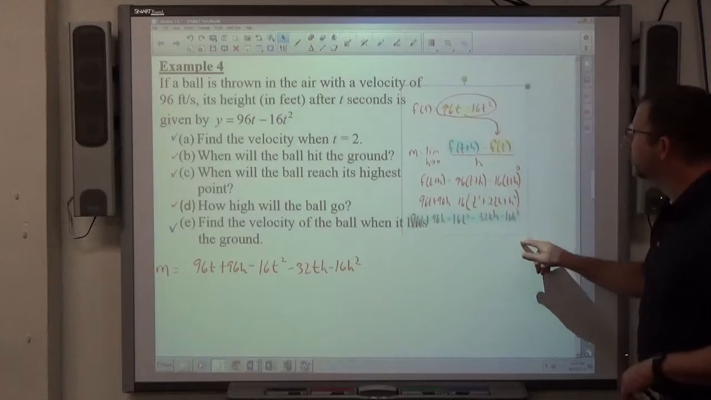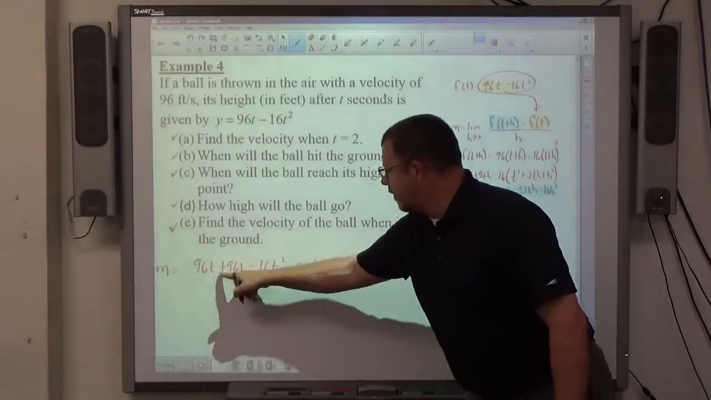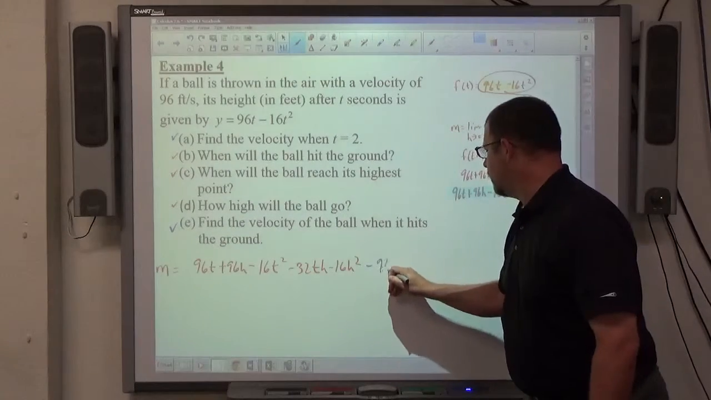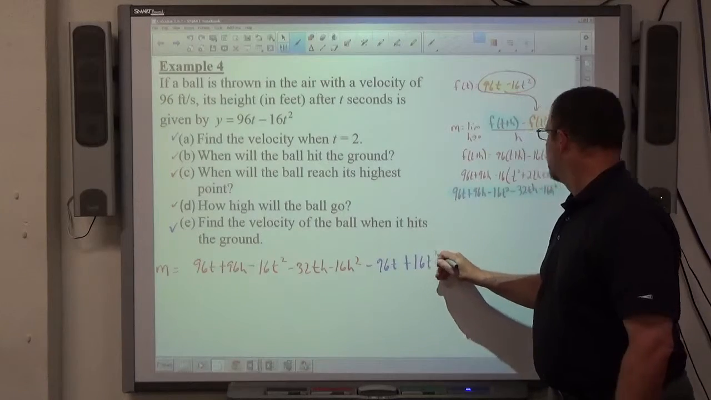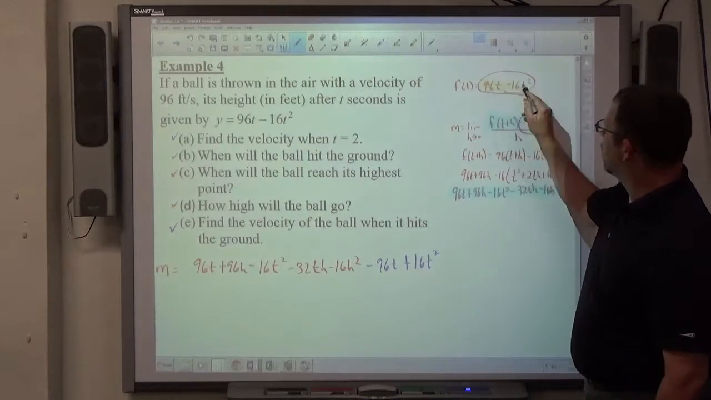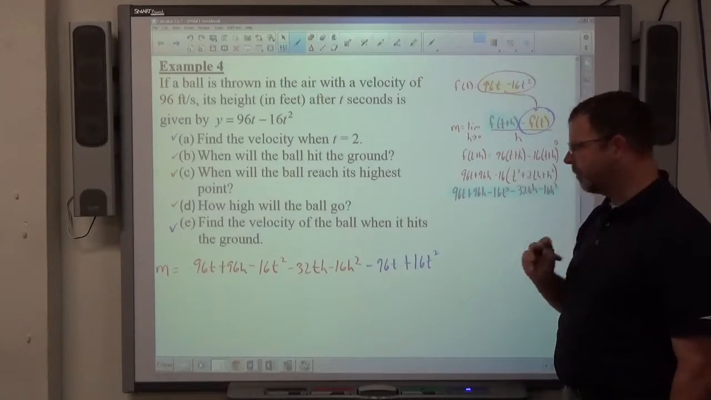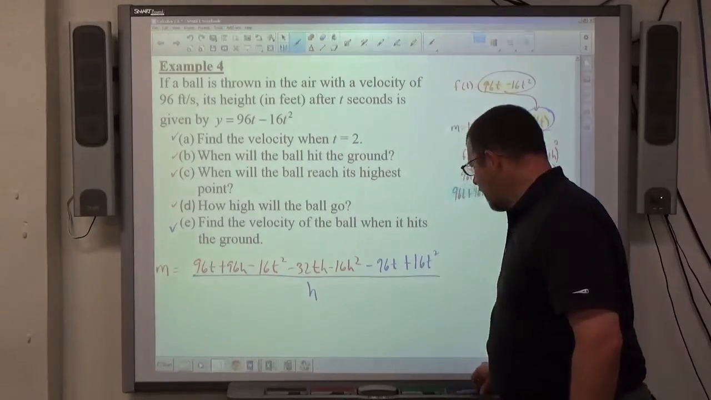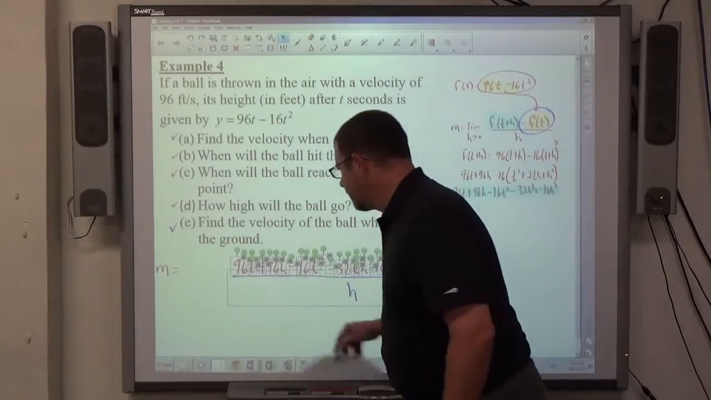The thing about these problems is they get to be a little bit long. Okay, that's f of t plus h, right? I've got to subtract f of t, so it's going to be minus 96t plus 16t squared. I'm subtracting f of t, so minus each thing, minus that makes minus 96t and plus 16t squared, all over h. And that's the limit as h approaches 0.